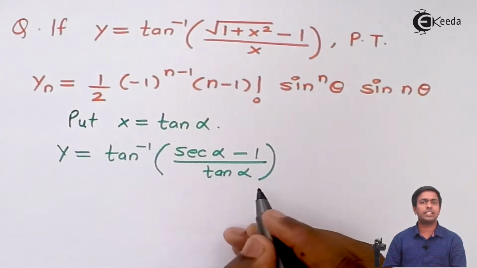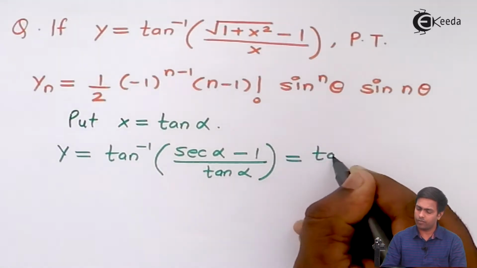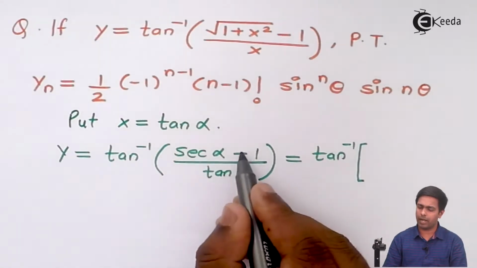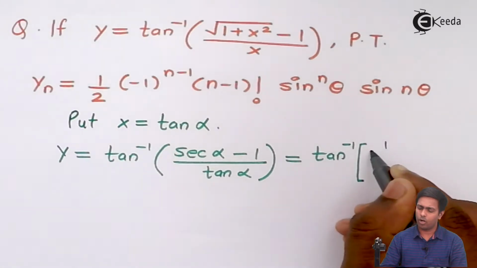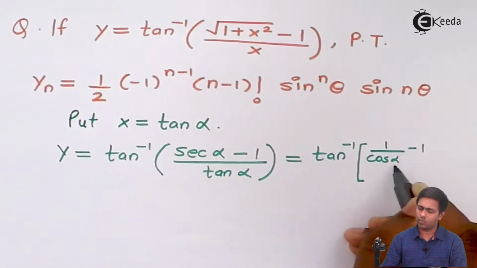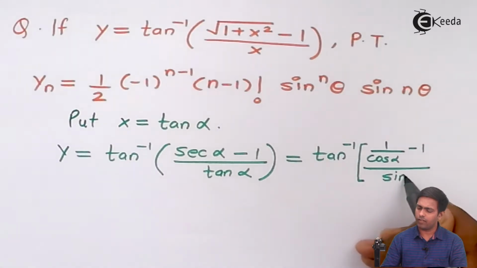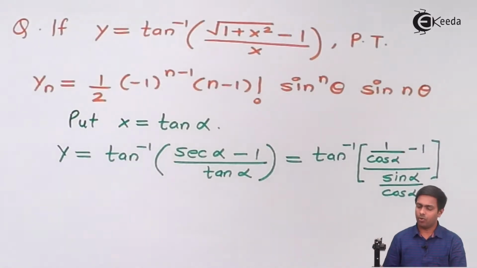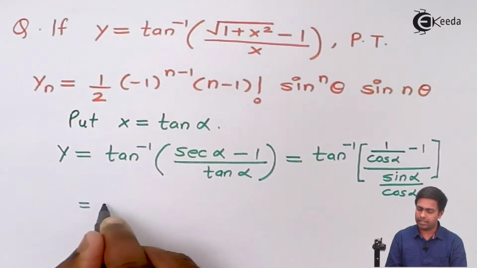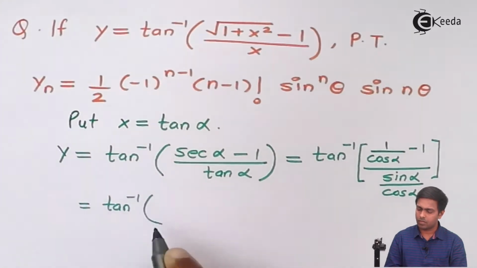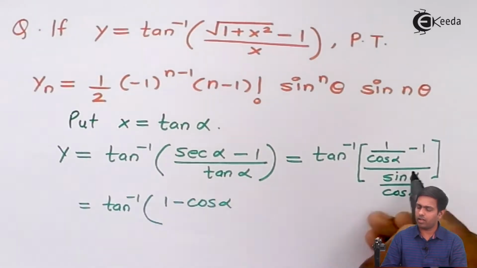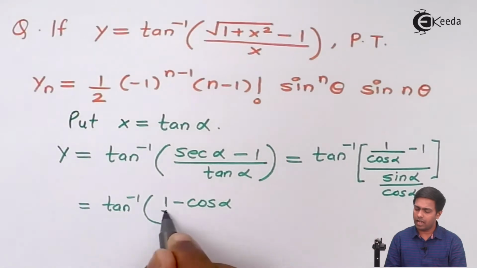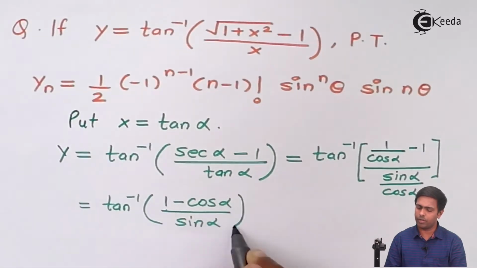Now guys, we'll simplify this, so we will get tan inverse of, now sec alpha is 1 upon cos alpha, minus 1, upon sin alpha upon cos alpha, because it is the value of tan alpha. Now here I can take the LCM, so we will get tan inverse of 1 minus cos alpha upon cos alpha, and that cos alpha will be cancelled with this cos alpha, and we will just get sin alpha in the denominator.